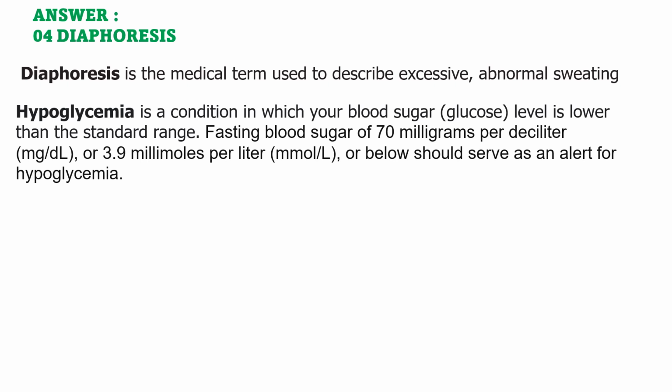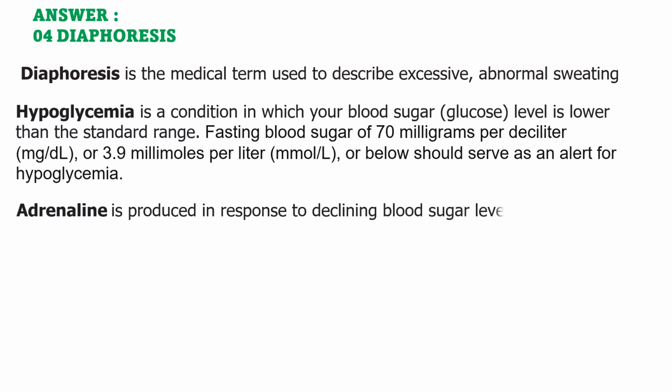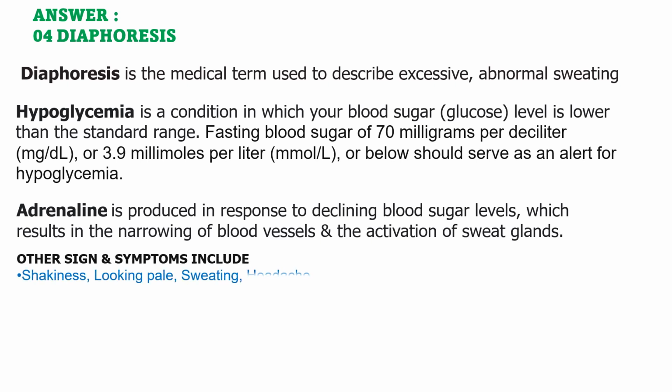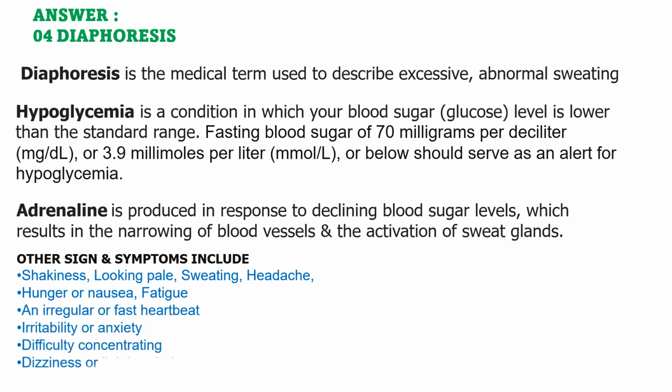Now the question comes, why does abnormal sweating or diaphoresis occur in hypoglycemia? It is because whenever the blood sugar level declines, adrenaline is produced in the body, and this adrenaline narrows the blood vessels and activates the sweat glands. Now let us see some of the signs and symptoms of hypoglycemia. It includes shakiness, looking pale, headache, hunger, nausea, irritability, anxiety, difficulty in concentrating, lightheadedness, and in some patients they may complain of tingling or numbness of the lips, tongue or cheek.